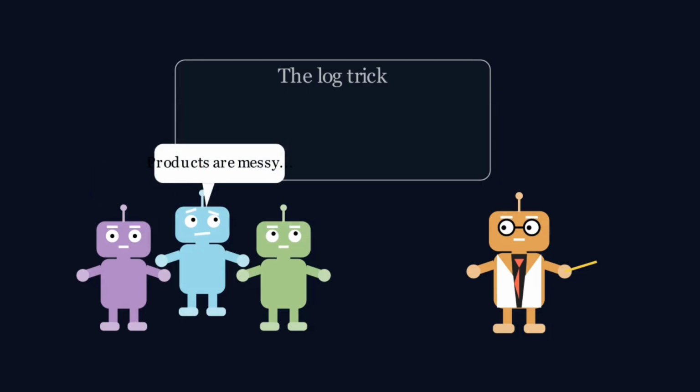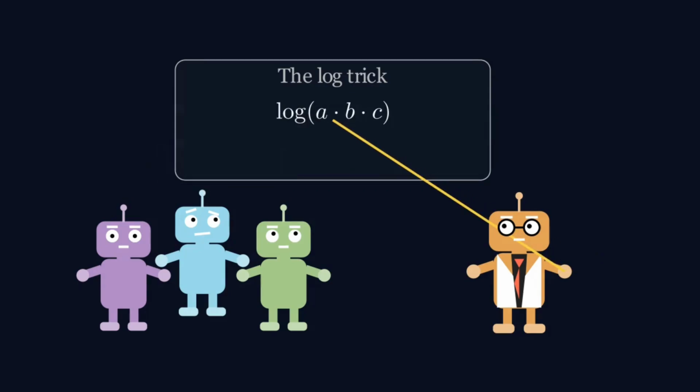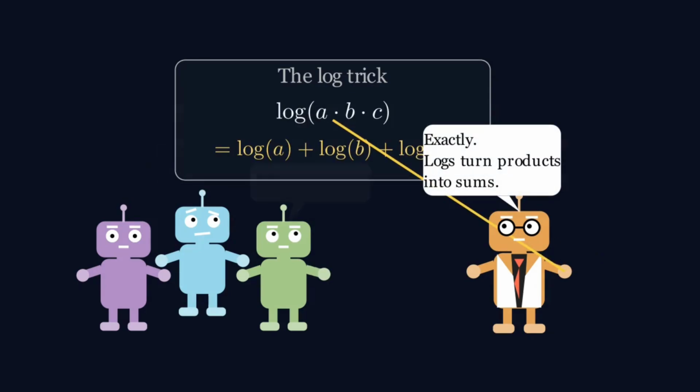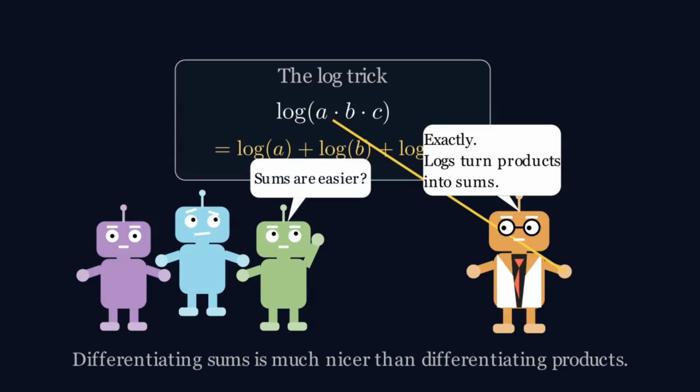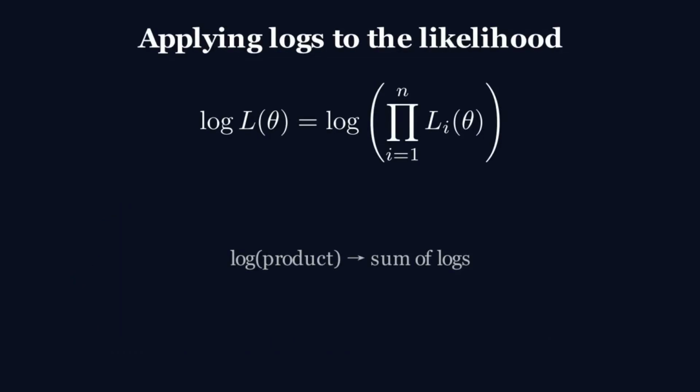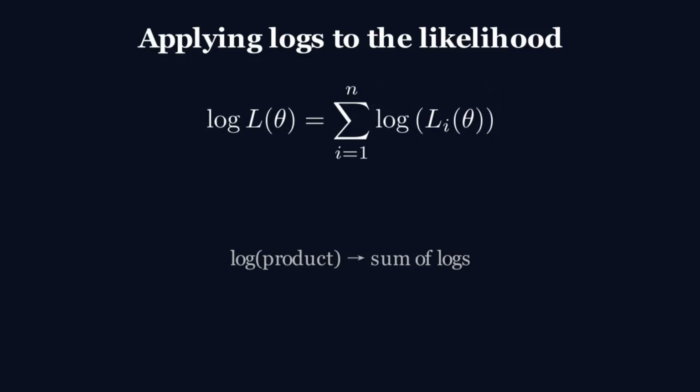Because logarithms have a beautiful property. The logarithm of a product is equal to the sum of the logarithms. And if you want to differentiate that, it's much easier to differentiate sums than products, because the derivative of a sum is basically the sum of the derivatives. So let's apply that to our likelihood. We start with the logarithm of the product. Using the logarithm rule, we can move the logarithm inside and turn the product into a sum.